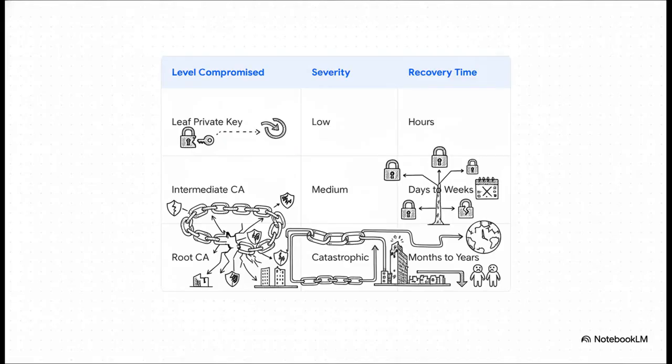And this right here is exactly why that whole hierarchy is so important. Look at the impact. If a single website's private key gets stolen, well, that's bad. But the severity is pretty low. You can revoke it and replace it in a few hours. Now, what if an intermediate CA gets compromised? That's a medium-level disaster. You'd have to revoke every single certificate it ever issued. But what if a root CA gets compromised? That is catastrophic. We're talking the entire foundation of internet trust for millions of people just gone. It would literally take years to recover from something like that.